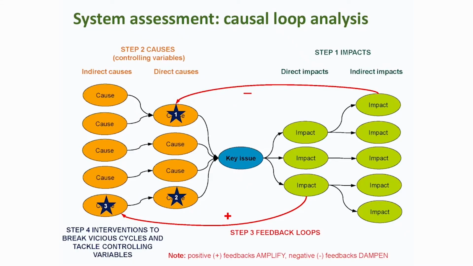And then the final step will be to identify interventions to break the cycle. What's really important when you start to look at interventions, what we've found in the work that we've been doing, is that you can sometimes have interventions at the cause level, but often in order to really address the issue, you need to find interventions that address the indirect causes, because that's the one that really breaks the cycle.